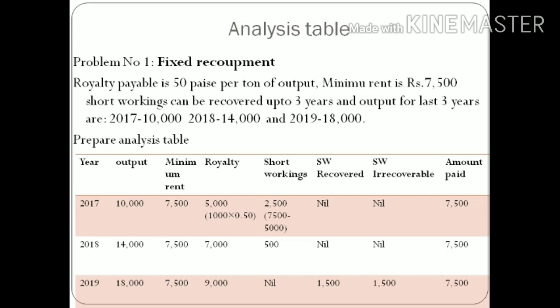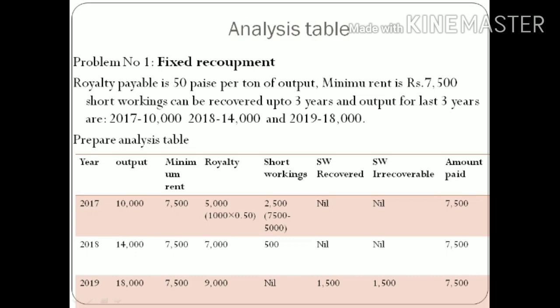How much is the output? 14,000. Minimum rent same 7,500. Actual royalty, that is 14,000 into 0.50, will get 7,000 rupees. So again, what is the formula to calculate short workings? Minimum rent minus royalty. 7,500 minus 7,000 rupees will be the short workings. Short workings recovered again will be nil because excess royalty is not there. Then only we can recover. Understand here, royalty is less than the minimum rent. If royalty is more than the minimum rent, we can recover. See, in that context, you can see here, short workings is 500 for the second year. Short workings recovered will be nil, irrecovered will be nil.